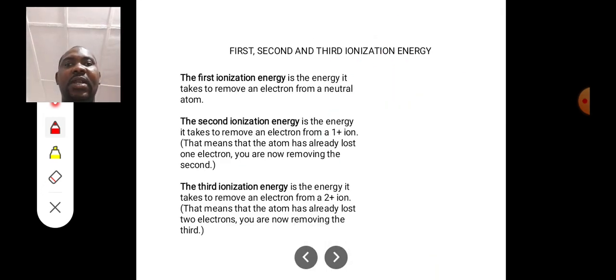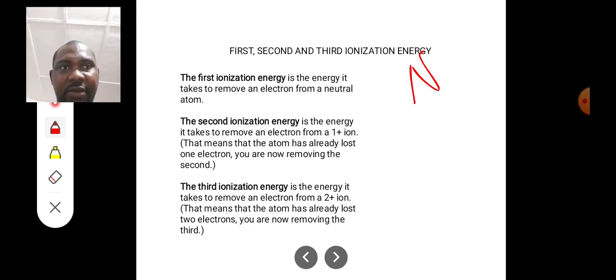Okay, so the next is here we look at first, second, and third ionization energy. The first ionization energy is the energy it takes to remove an electron from a neutral atom. The second ionization energy is the energy it takes to remove an electron from a +1 ion. That means that the atom has already lost an electron. You are now removing the second. The third ionization energy is the energy it takes to remove an electron from a +2 ion.